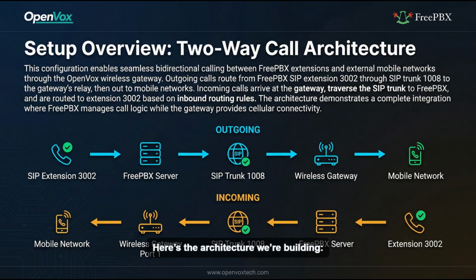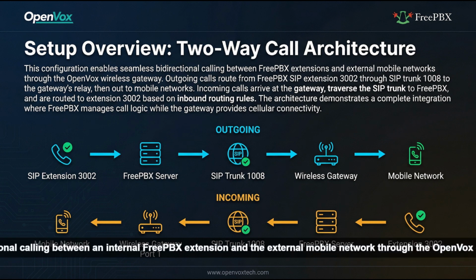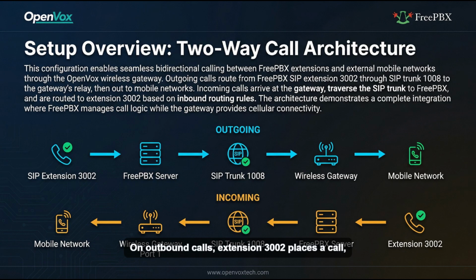Here's the architecture we're building. Bidirectional calling between an internal FreePBX extension and the external mobile network through the OpenVox gateway. On outbound calls, extension 3002 places a call, FreePBX selects SIP trunk 1008, and the gateway relays the call to the mobile network. On inbound calls, the mobile network reaches the gateway on cellular port 1.